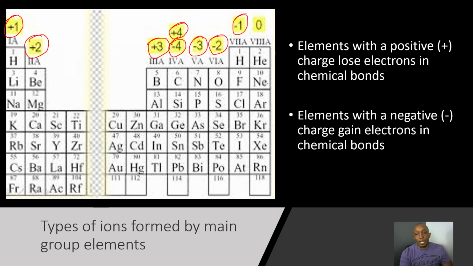Then elements in this column actually have no charge, so that's why I said 0. And the reason why is because these elements already are stable. That means they already have the total number of valence electrons they need in order to be satisfied, or to be stable to satisfy their octet rule.